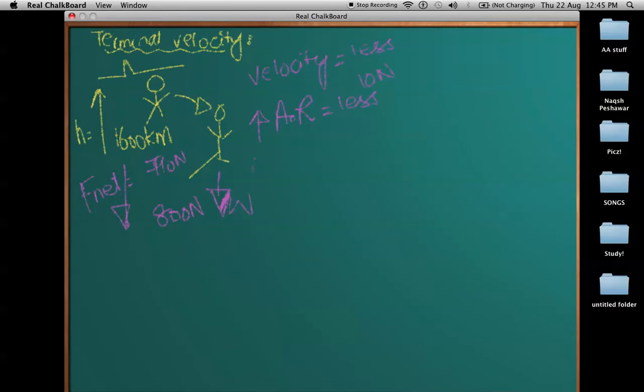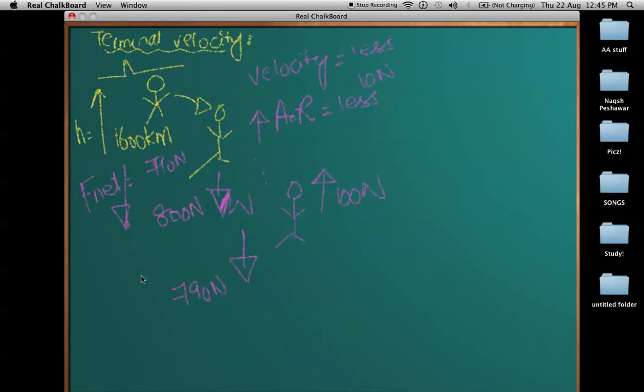But let's say after some time, the velocity increases, because he's accelerating. So because of the increase in velocity, the magnitude of air resistance increases a bit. This time it becomes 100 newtons. And the weight is obviously the same.